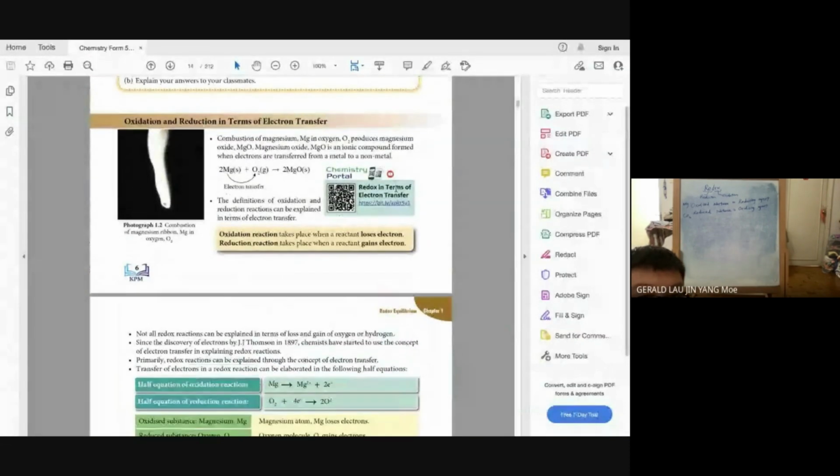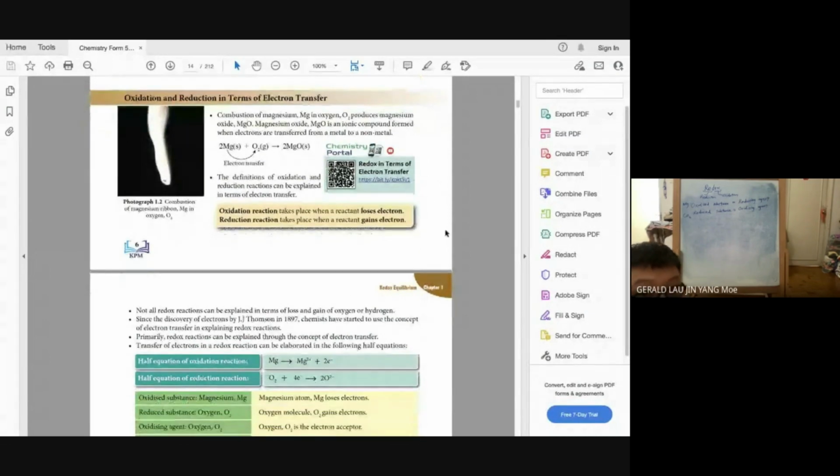So the third type will be in terms of electron transfer. This one will be a bit harder compared to the previous two, because this one is hard to see in the word equation. So an oxidation reaction takes place when a reactant loses electrons. We use the example here.